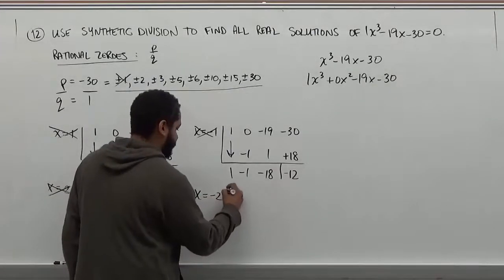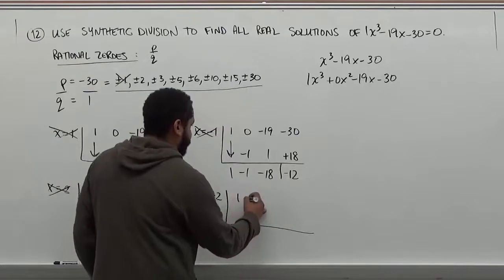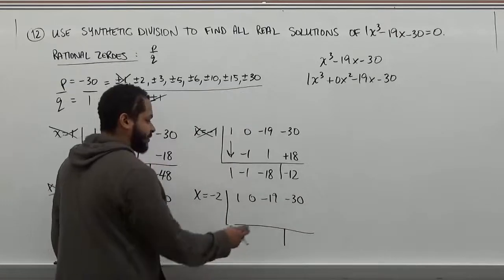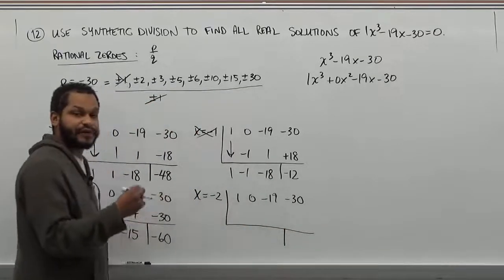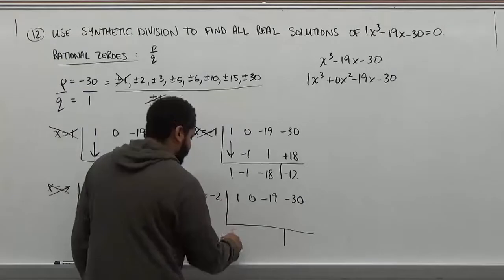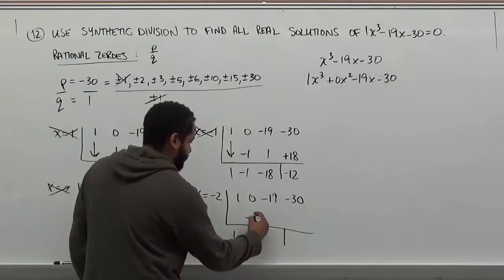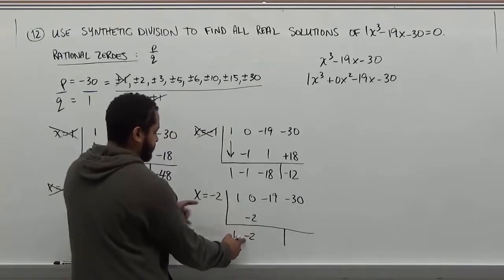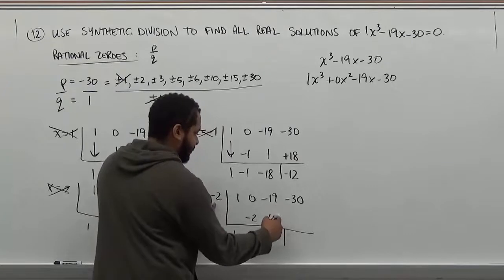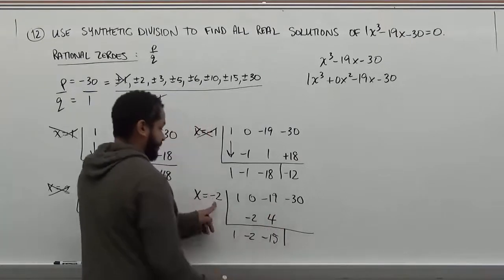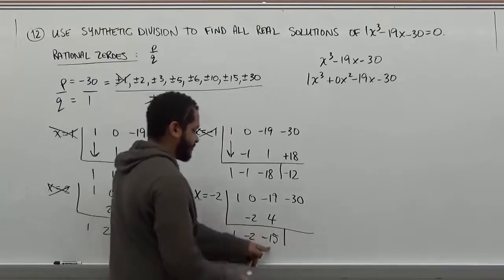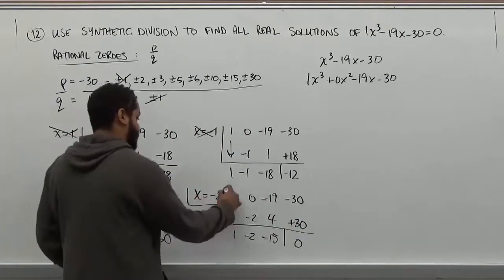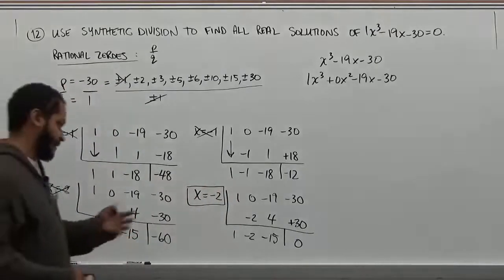Let's try x is negative 2. So now we have 1, 0, negative 19, negative 30. Remainder box. And we are looking for a remainder to be 0 to know that this is perfectly divisible. So let's continue. We bring down the 1. 1 by negative 2 is negative 2. Negative 2 comes down. 0 plus negative 2 is negative 2. This times this is positive 4. This plus this, negative 15. This times this turns positive. 2 times 15 is positive 30. And we get our first real 0. So we know x equals negative 2 is one of the solutions to this problem. Let's make a note of that.